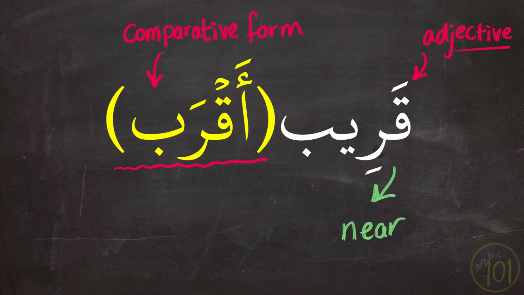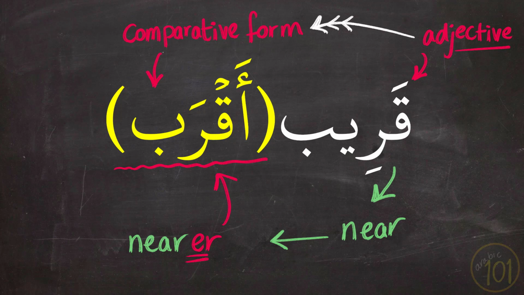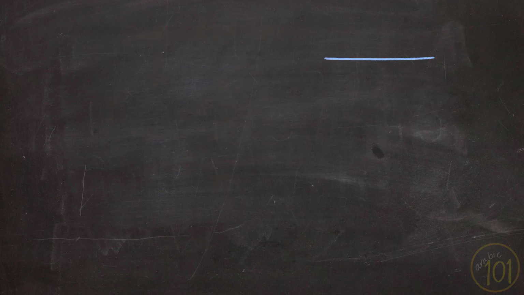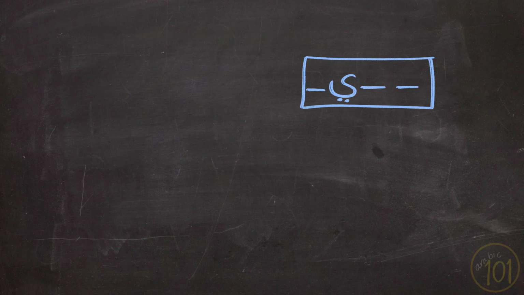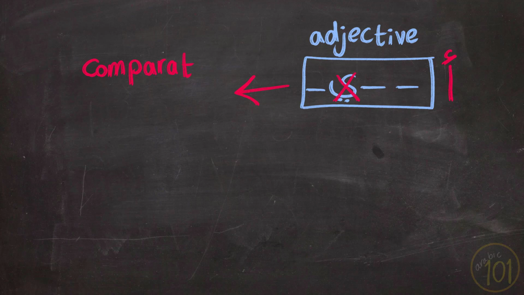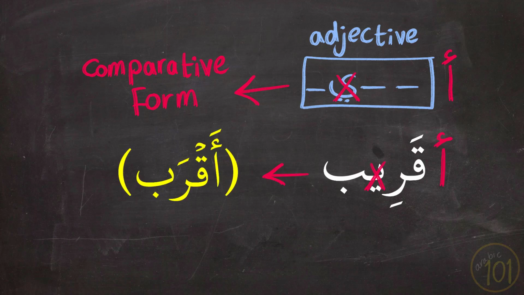So qareeb is near, and nearer is aqrab. And I put them together because we derive these comparative forms from the adjectives themselves using the same method. So, in order to derive a comparative form, we'll add a hamza at the beginning of the word, and we will remove the ya, which comes in this type of adjectives second to last. So, you will turn qarib into aqrab, changing its meaning from near into nearer.